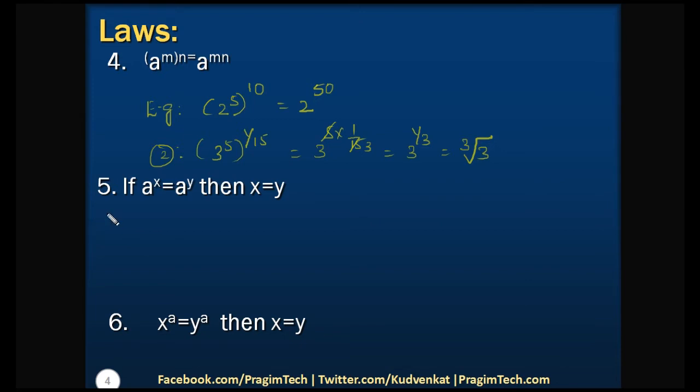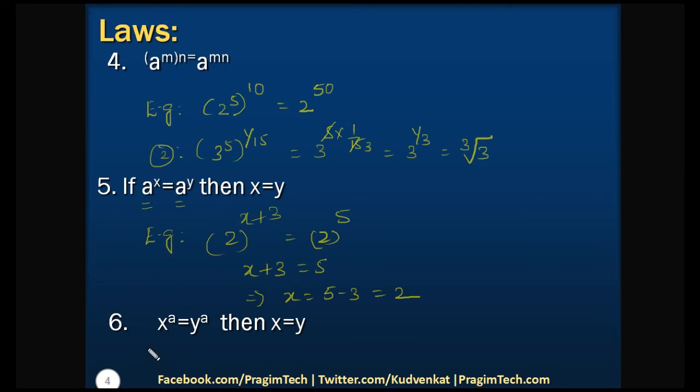According to the fifth law, when the bases are same, we can equate the powers. That is, a to the power of x is equals to a to the power of y, then x is equals to y. So let's take one example. If it is 2 to the power of x plus 3 is equals to 2 to the power of 5, then in order to find out this x value, we can equate the powers. That is, x plus 3 is equals to 5, so x is equals to 5 minus 3, which is nothing but 2, right?